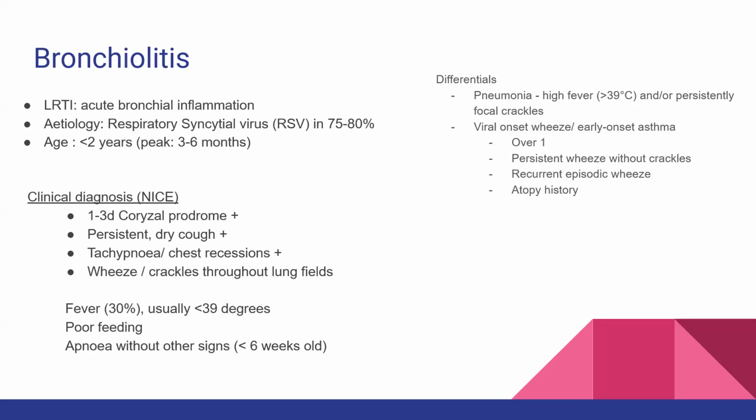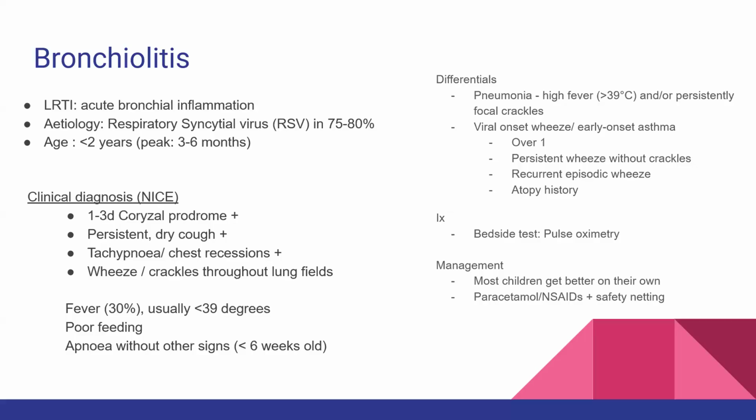And then if they're a bit older and they don't have any crackles and they've got some history of wheezing before, or a history of atopy, you might want to start thinking about whether this is not bronchiolitis and is instead viral-onset wheeze or asthma. In terms of investigations, the main one is just pulse oximetry, because you want to make sure that their oxygen levels are okay. Actually, most children will be fine and will get better on their own.